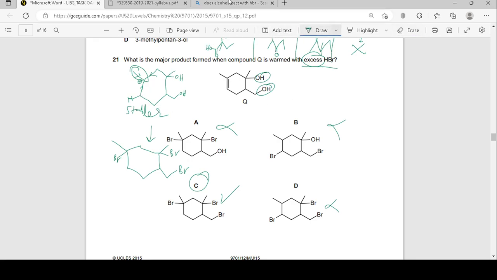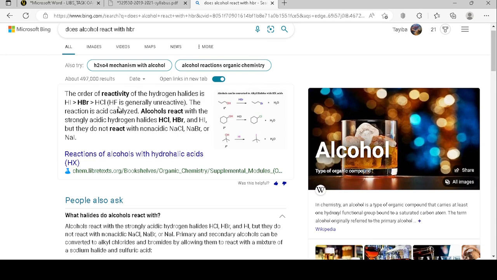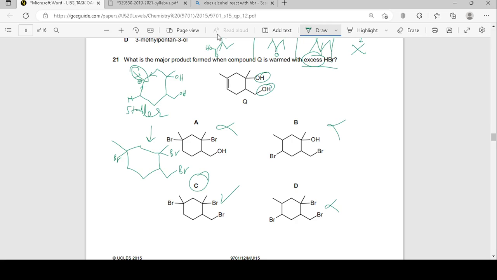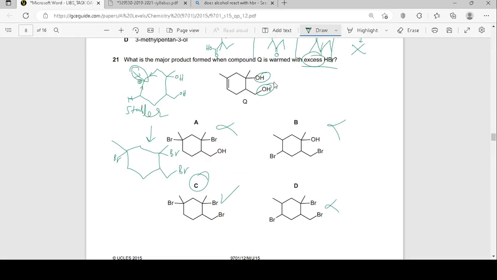Anyways, the answer is B. So apparently alcohol does react with HBr, which is pretty interesting. Alcohols react with the strongly acidic hydrogen halides, so not with NaCl, NaBr and NaI. Pretty cool. Hydrohalic acids, just a cool name. So yes, it reacts with HBr. But okay, fine, that is the answer.